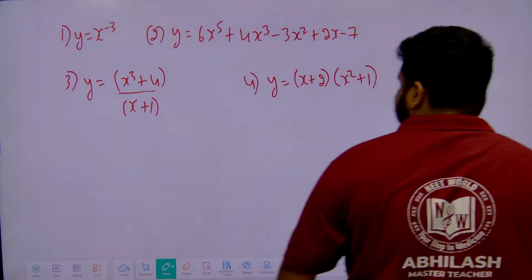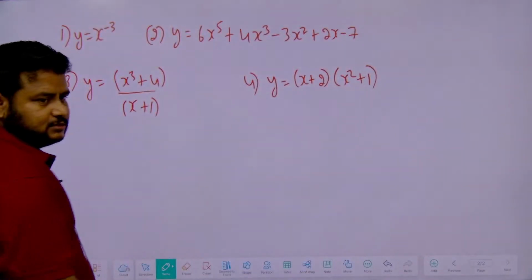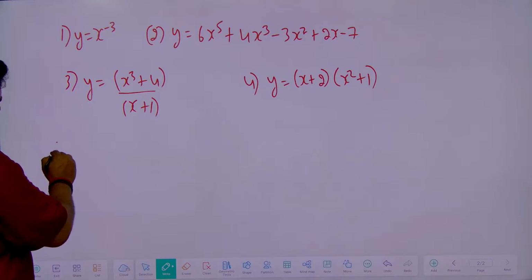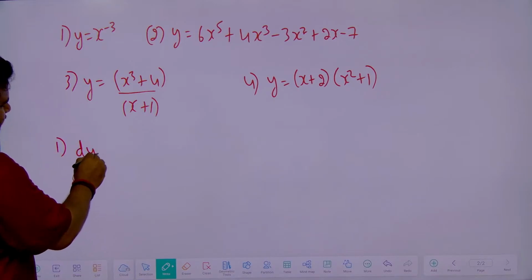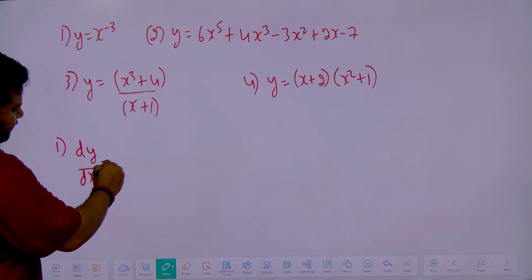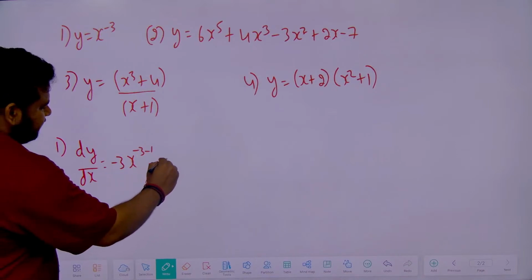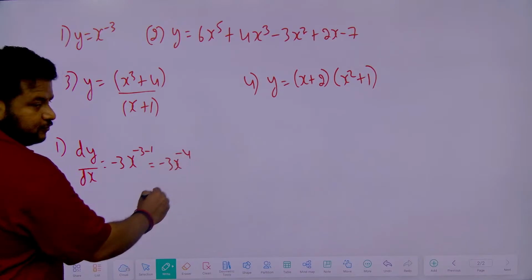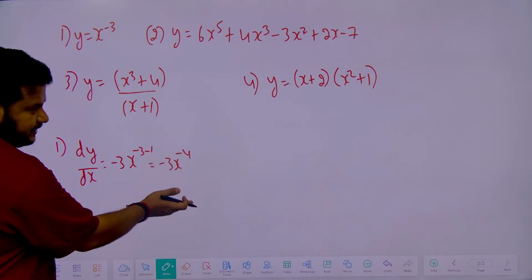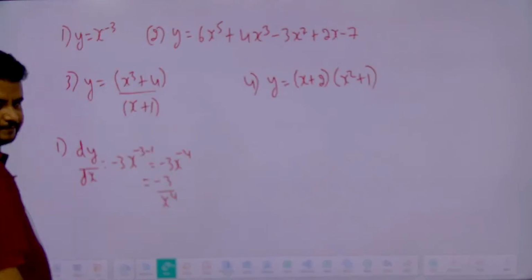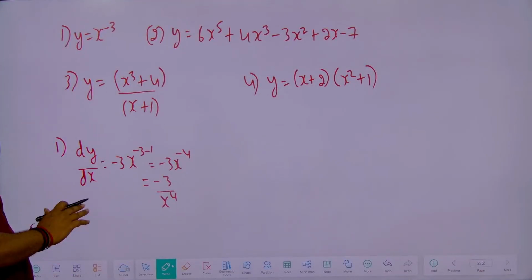Okay, so they were given y is equal to x power minus 3. So this is of which form? X to the power of n formula. Dy by dx of x to the power of n is n times x to the power of n minus 1. So dy by dx will become equal to minus 3 will come down, and here it will become minus 3 minus 1, so minus 3 x to the power of minus 4. You can keep it like this, or you can bring x down. This will become equal to minus 3 by x to the power of 4. This is the first one.